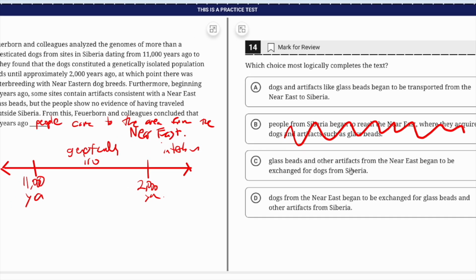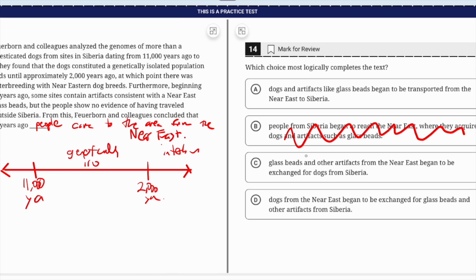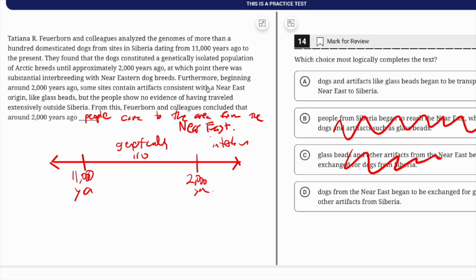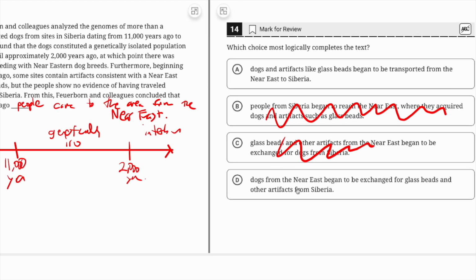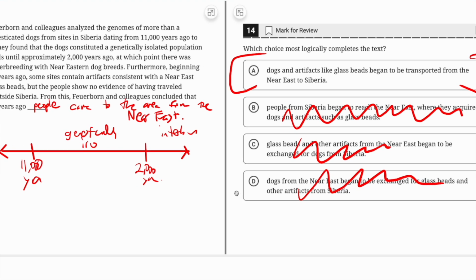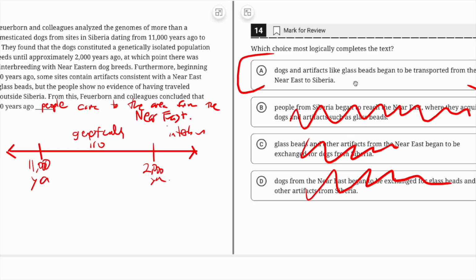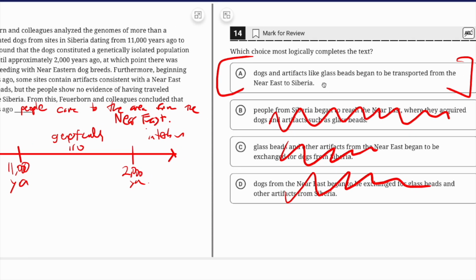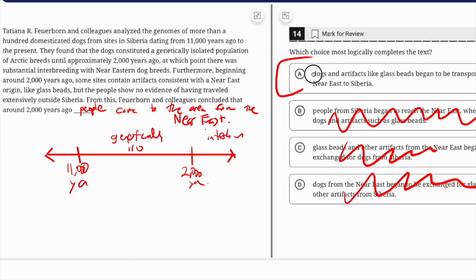C, glass beads. No, they don't say anything about exchanging those things for dogs, because that wouldn't explain how dogs from the Near East had started to interbreed with the dogs that had previously been there. Dogs from the Near East began to be exchanged for glass beads and other artifacts. I mean, it's pretty similar, but I guess it's just the opposite. Yeah. The reason I didn't initially pick A was I wasn't sure if there was going to be some other thing. I mean, they began to be transported. I thought it just meant that people brought these things over, but I guess you could say if people brought these things over, they were transporting these things. But in any event, that would be A.